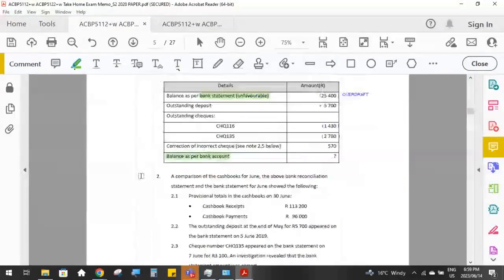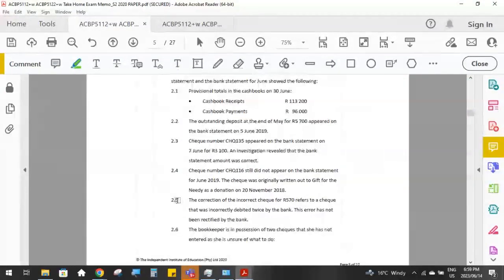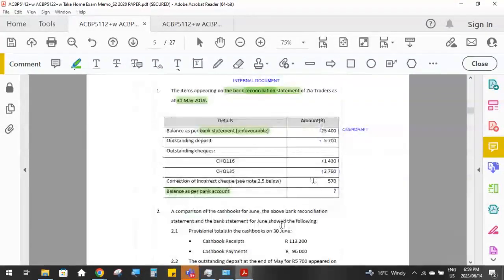Let's just go and have a look at this note 2.5 over here. It says the correction of the incorrect check for 570 refers to a check. So a check is something that our bank wrote out that was incorrectly debited twice by the bank. So the bank took it off our bank account twice. So they haven't fixed it yet. So that is a plus. The bank must add that 570 Rand back to our bank balance.